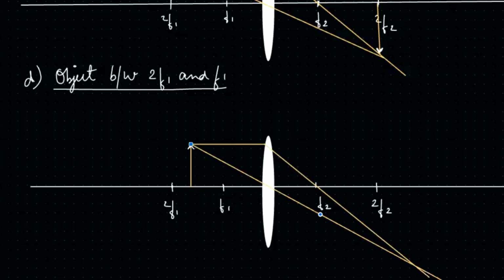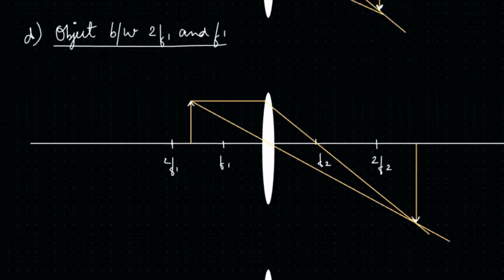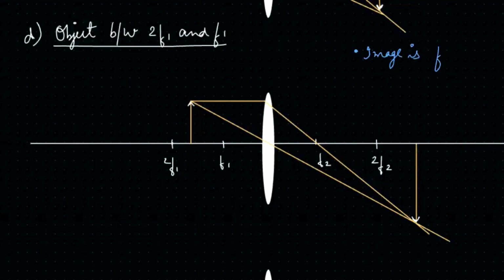Now you can see this point. If you draw the image, this is the image formed. Let's write out the properties of the image formed. So image is formed beyond 2F2.